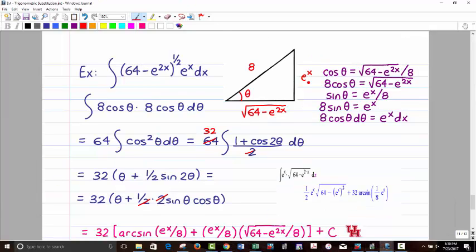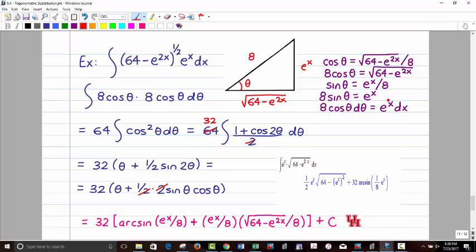So that's, then, like I said, e to the x does satisfy the right triangle. So we're good here. And so the cosine of theta will equal a radical over 8. So 8 cosine of theta then is the same as the square root of 64 minus e to the 2x. And sine of theta will be e to the x over 8, which makes 8 sine theta equals e to the x.